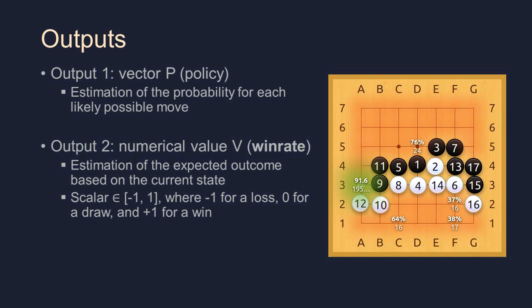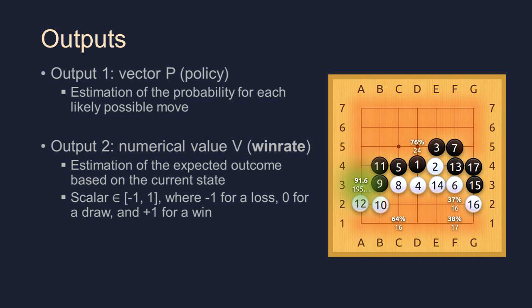After the neural network does some processing, it can output two things. The first is the vector P. This vector includes the likely possible moves and their probabilities of being chosen. For example, if you see the picture here, the spot 3A is the most likely move to be chosen with a probability of 91.6%, and 5D would be the second most favorable choice.